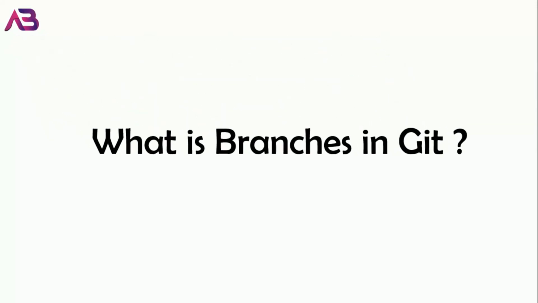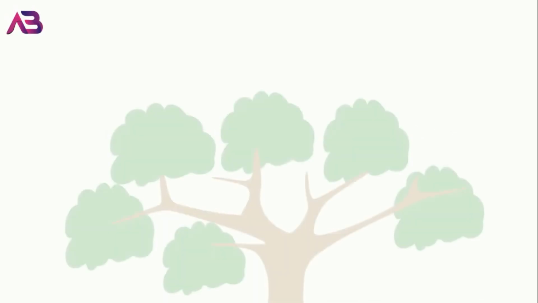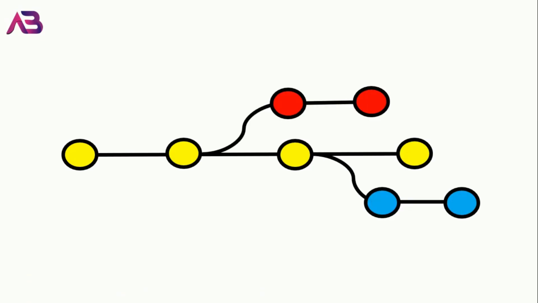What is a branch in Git? To understand this concept, you can imagine a real tree, where branches grow from the trunk of the tree and fall down after a certain period. Similarly in Git, you can create branches and delete them.